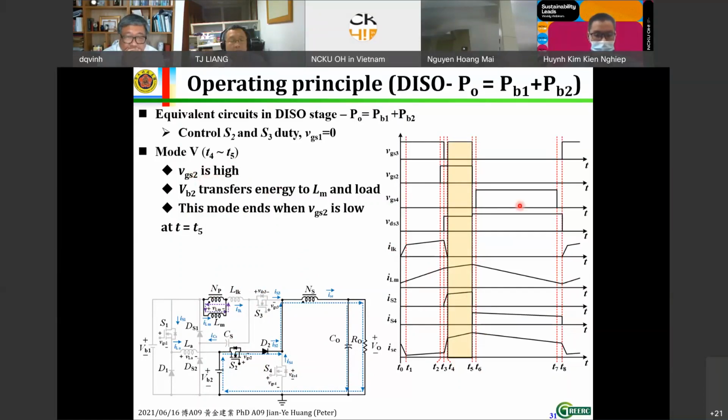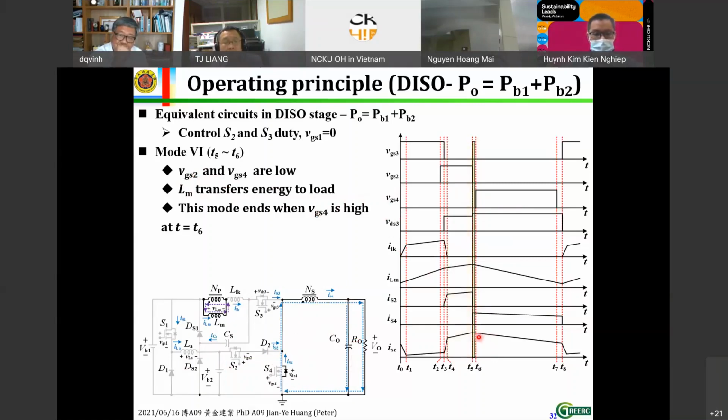In mode 5, the VGS2 is high. The VB1 continue to release energy to LM and load. This mode will end when the VGS2 become low at T equal to T5. In mode 6, the VGS2 and VGS4 are low. The LM now will transfer energy to load through the coupled inductor, so the anti-parallel diode of switch S4 will turn on. This mode ends when the VGS4 is high at T equal to T6.